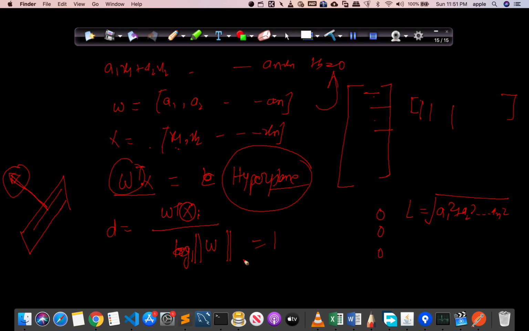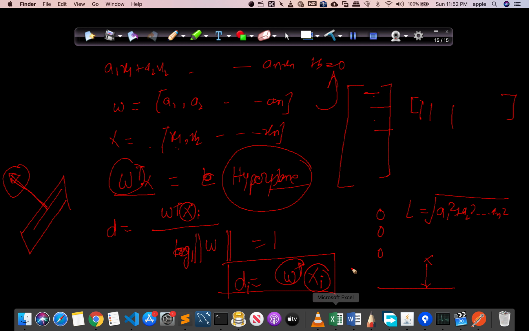Now once this is unit vector, we can simply write D is equals to W transpose X. W transpose X, this is the equation, and Xi will give the distance Di. So when we want to calculate the distance of the ith point from the line, we simply have to put this Xi and we have to take the dot product with the weights, and this will give us the distance of this point from this particular line. Okay, I think until this point I have made my point clear.